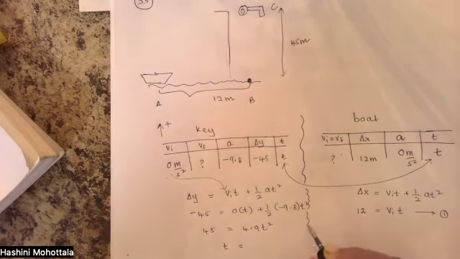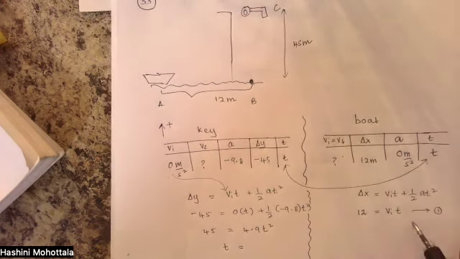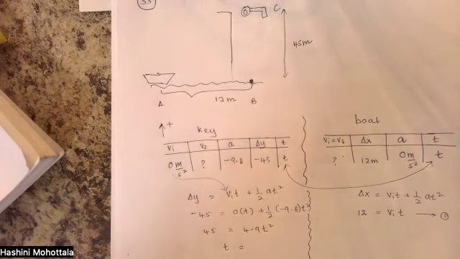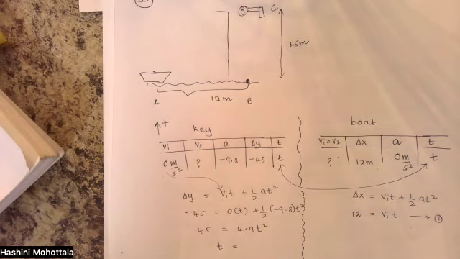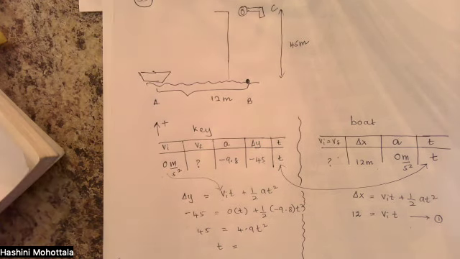Once you find the t, you can use that in the equation up there that we wrote for the boat, and then you can find the final or initial velocity of the boat. As I said, initial and final velocities are the same for the boat, so it doesn't really matter which one you find. All right, so send me the answer for the time here: 45 divided by 4.9.